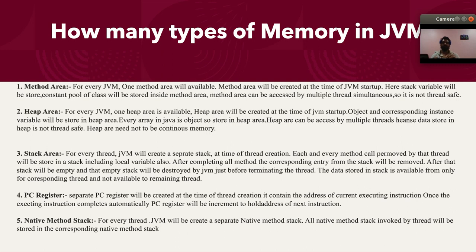So all native methods invoked by a thread will be stored in a corresponding native method stack, right? So these are basically the five memory areas. For a JVM overall, for every thread, the method area and the heap area are common, and the stack area, PC register, and native method stack are for a particular thread only, and these have a lifetime till the thread is there. When the thread is terminated, then all these memories also get removed by the JVM, right?